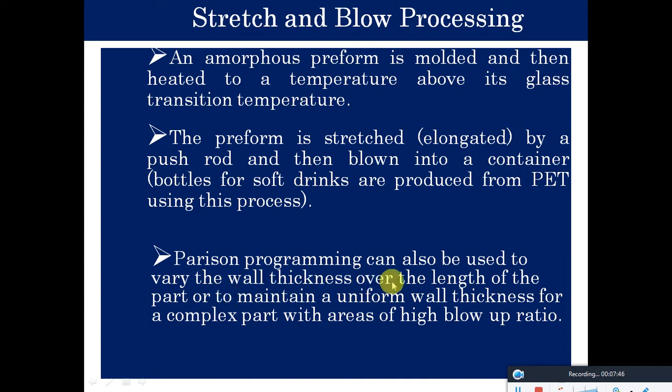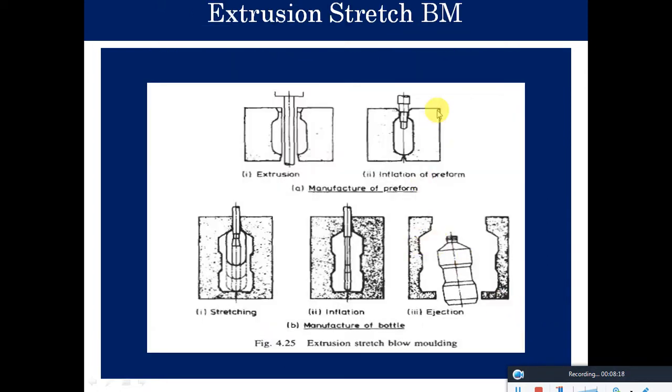Parison programming can also be used to vary the wall thickness over the length of the part, or to maintain a uniform wall thickness for a complex part with areas of high blow-up ratio. This is very important because the wall thickness should be uniform throughout. Suppose you take a bottle, that bottle should have a uniform thickness throughout, where holes or any other defects should not be present. So for that they have to manage the areas of high blow-up ratio.